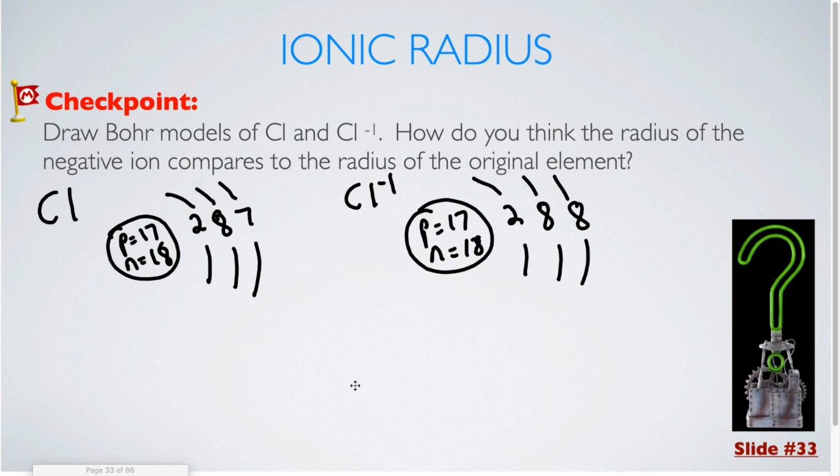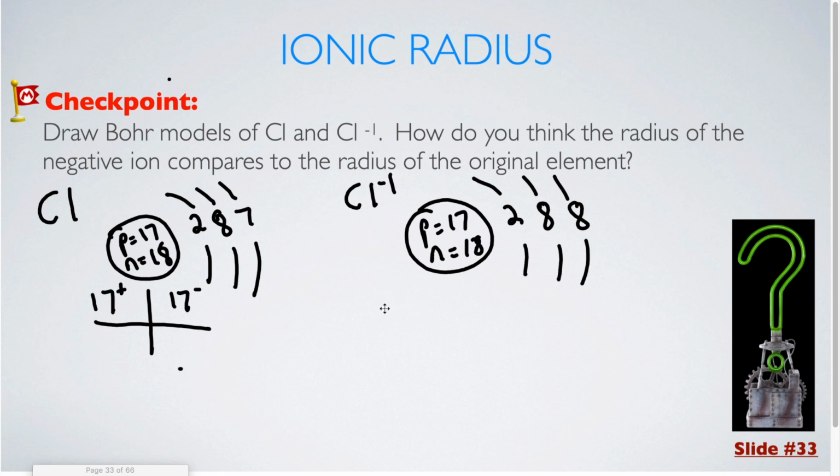Now let's think about how the radius is changing here. This one is not quite as obvious as with the positive ion. I did not gain or lose any shells. But if I think of it in terms of that tug of war again, I have 17 positives versus 17 negatives in the original atom.